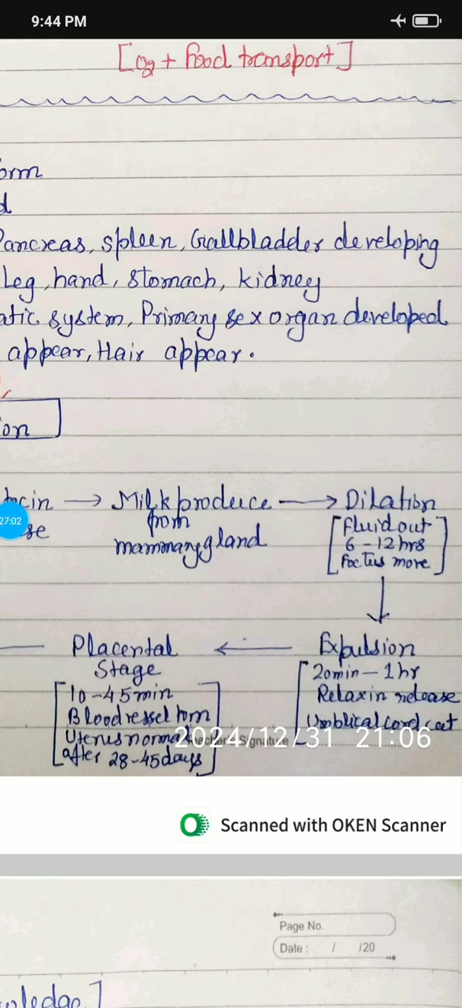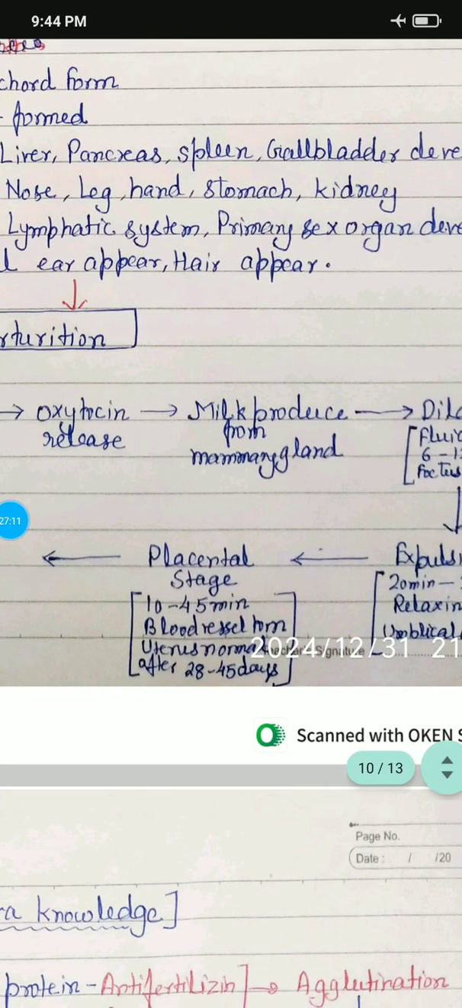Then the expulsion occurs. It takes place over 20 minutes to 1 hour, with labor pain. Relaxin is released, and the umbilical cord is going to be cut. Baby born. Now the placental stage, 10 to 45 minutes. Blood vessels will be torn out and released.